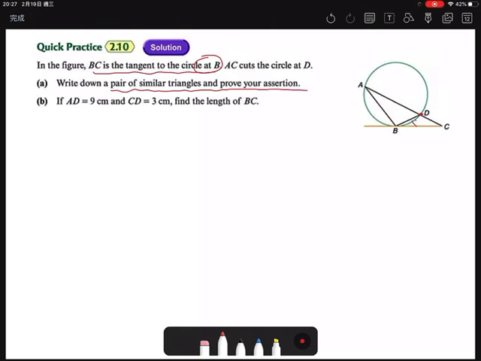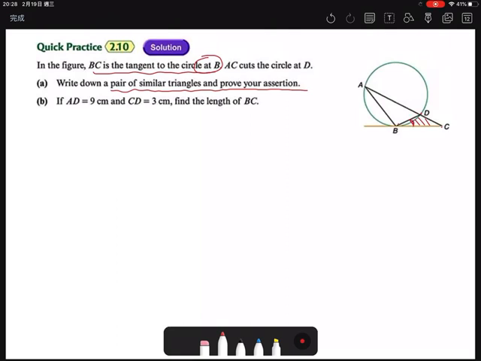So here, you see that there are three triangles: the smallest one, the middle one, and the largest one. Which two triangles are similar? Actually, it is quite obvious that triangle DCB is similar to triangle ABC. Why? It is because the given condition is a tangent.